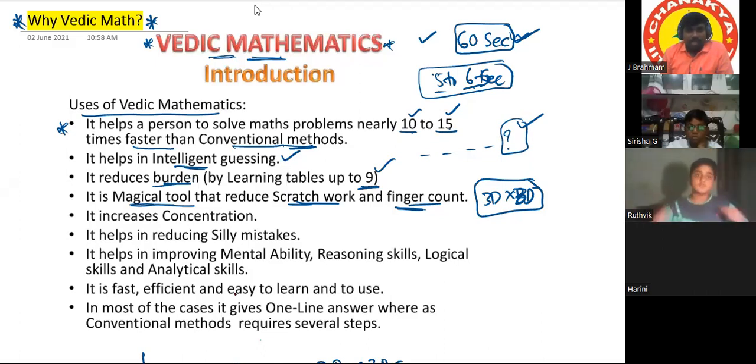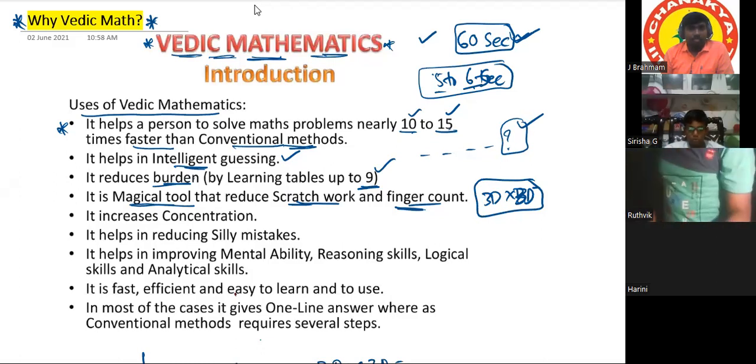Next, it increases concentration. It increases concentration means if you get habituated to these techniques, Vedic techniques, you concentrate more on mind work rather than paperwork. Pen and paperwork, you don't need to do much, but you have to do mental work. Mental work means you are using your brain. You are using your brain continuously, so your concentration will be increased.